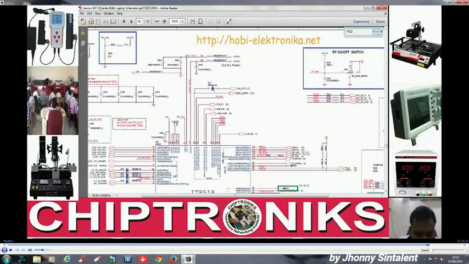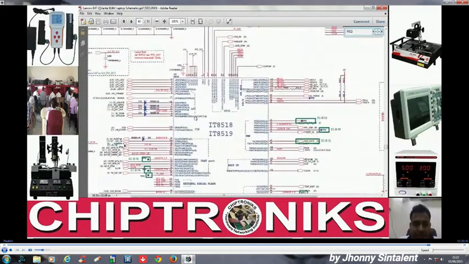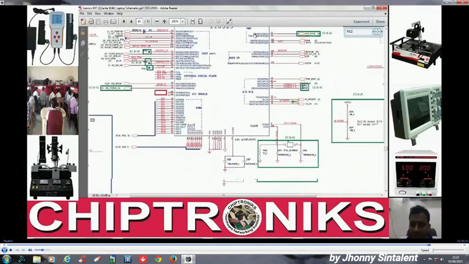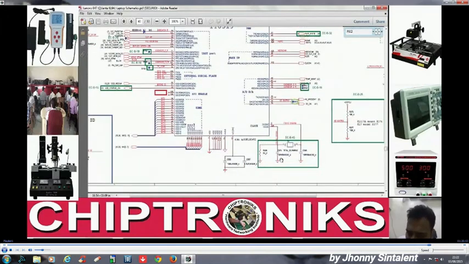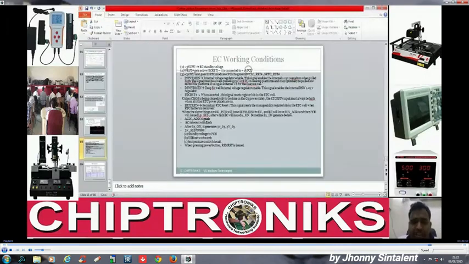Plus 3VP, this is 3.3 volt underscore EC, that is the standby voltage: is it coming or not? Then EC reset, this is EC reset, WRST: is it coming or not? Then the clock: is it coming or not? Three things must be coming.